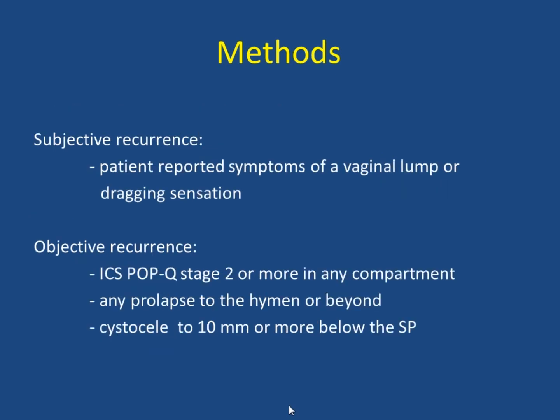We used 4 definitions of prolapse recurrence. Subjective recurrence was defined as patient-reported symptoms of a vaginal lump or a dragging sensation. Objective recurrence was defined as a POP-Q stage 2 or more in any compartment, prolapse to the hymen or below, and a cystocele on ultrasound of 10 millimeters or more below the pubic symphysis.